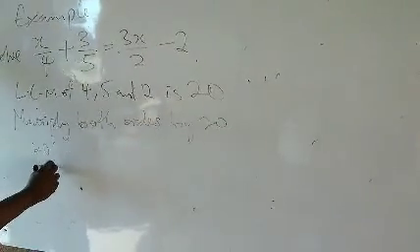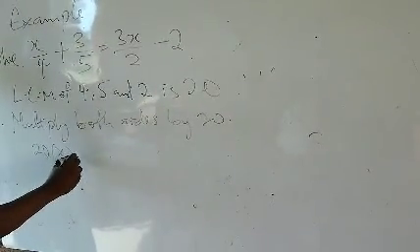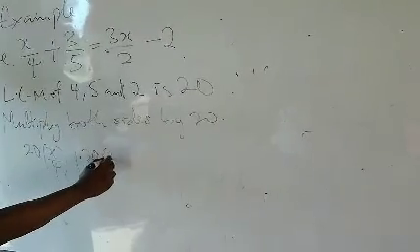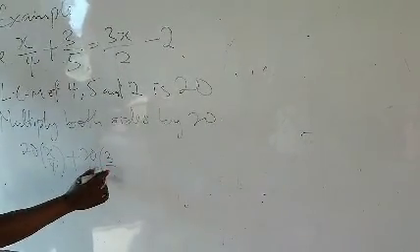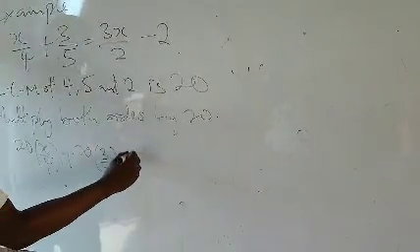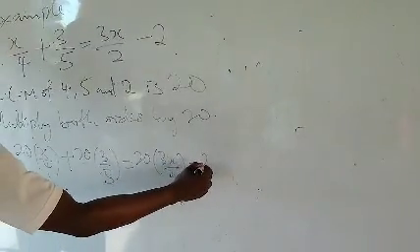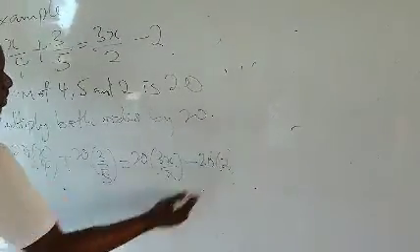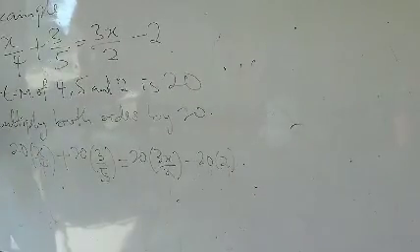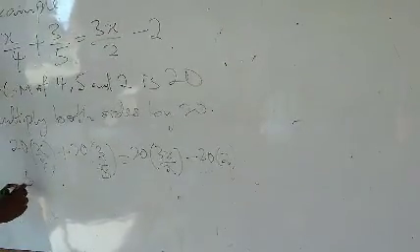Now we have 20 multiplied by x over 4 plus 20 multiplied by 3 over 5, equal to 20 multiplied by 3x over 2 minus 20 multiplied by 2. Now 4 in 20 is 5. I have 5 of x here.